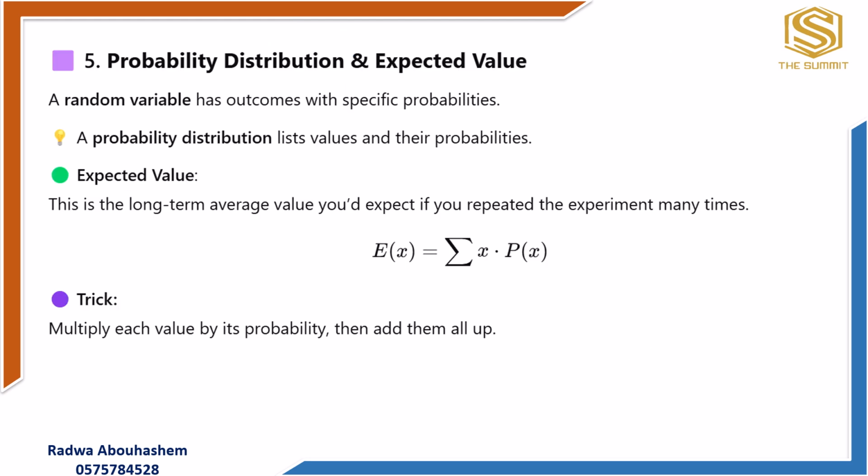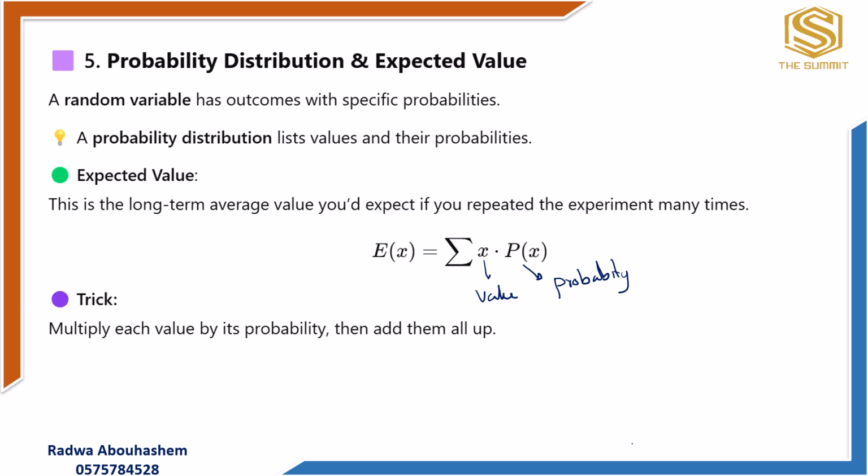Let's go to probability distribution and expected value. What is the meaning of expected value? You have a process that is repeated many times, and you want to know the average outcome. We call this the expected value. So the expected value equals the value times its probability, and we take the sum.